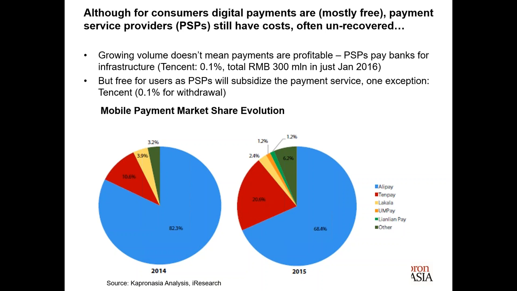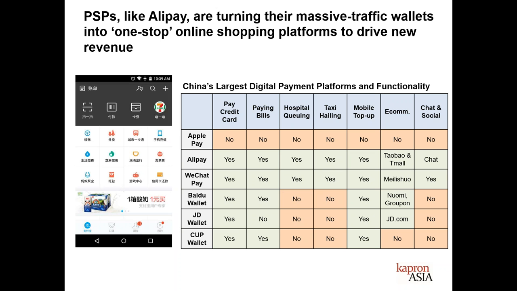We found two ways they offset these costs. First, these PSPs are turning their massive traffic wallets into shopping platforms. Basically, they use these wallets to sell other services and products. Let's look at the screenshot on the left. It shows a screenshot of the Alipay wallet, and you can see that payments and payment-related icons take less than 25% of the screen. All other screen space is devoted to showcasing other products and services.